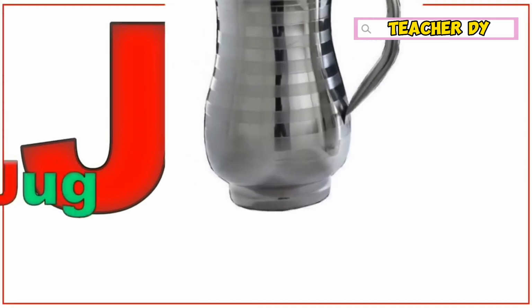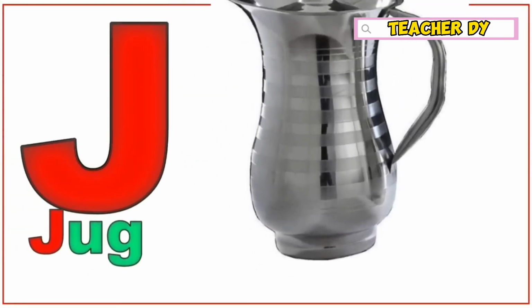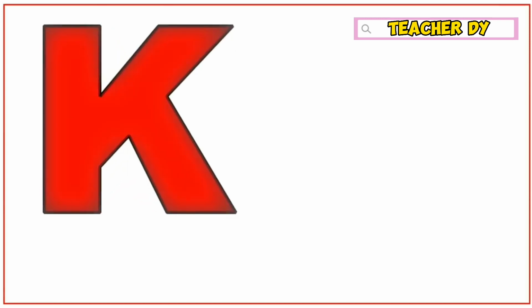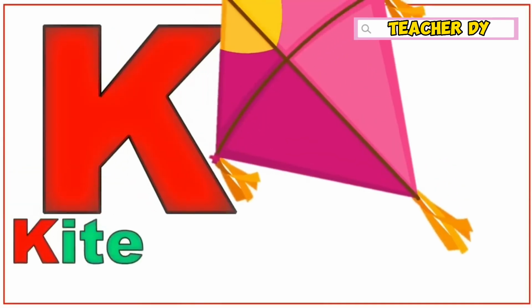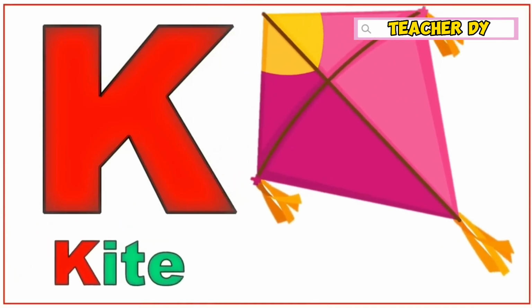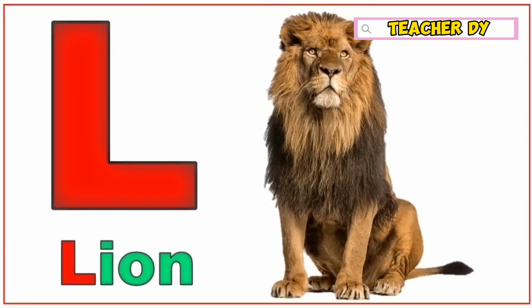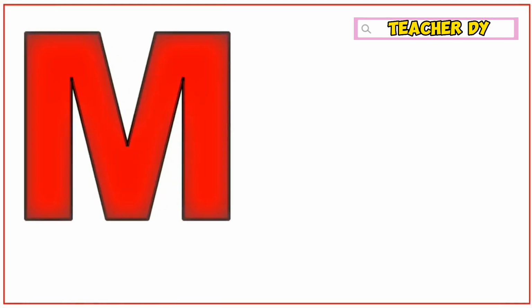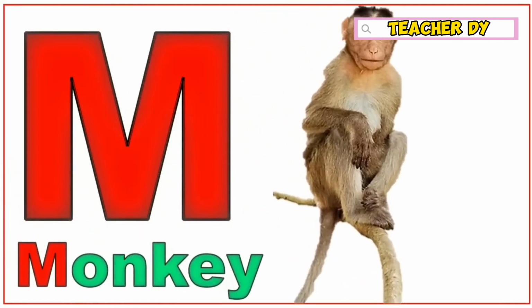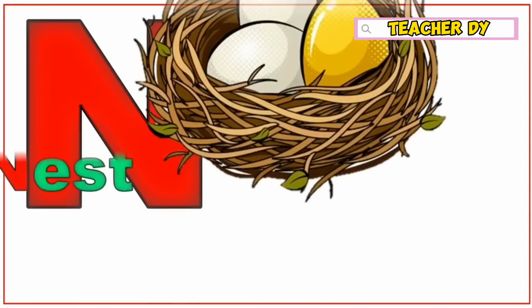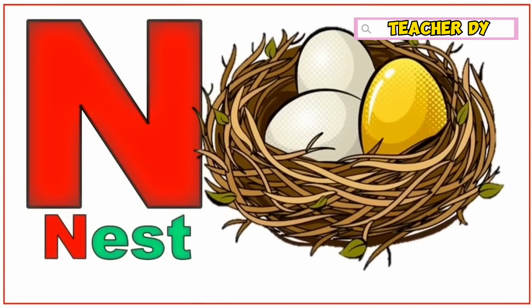Letter J. J is for jug. Letter K. K is for kite. L. Lion. Letter M. M is for monkey. Letter N. N is for nest.